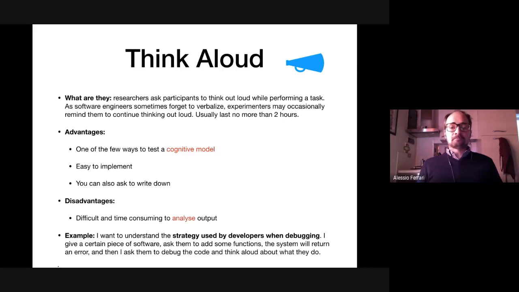If I have a cognitive model for debugging, for example, or I want to understand the strategy that developers use for debugging, like in this example, I give a certain piece of software. I can ask them to add some additional feature, and then I ask them to debug based on the error that they get. So in this case, I can understand their way of thinking, the way they normally approach this type of problem. The difficult thing here is really to convince the people and analyze the output, which may be very far from a stable cognitive model.